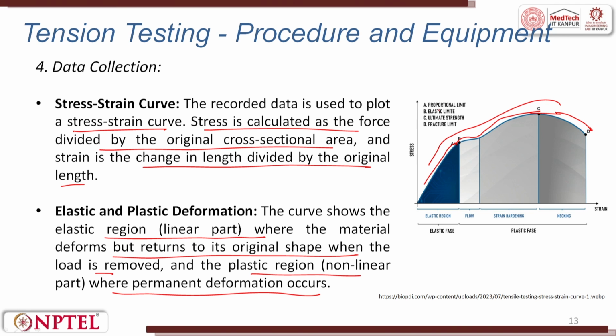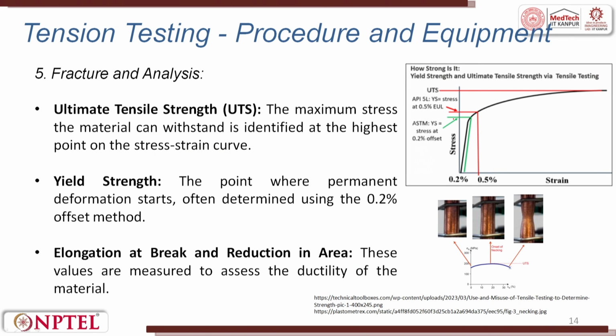It has been given the points: A is proportional limit, B is elastic limit, C is ultimate strength, and D is fracture limit. Then we conduct the fracture analysis, that is ultimate tensile stress. The maximum stress the material can withstand is defined as the highest point on the stress strain curve. So this is ultimate tensile strength, it is shown here. Yield strength is the point where permanent deformation starts, often determined using the 0.2% offset method. So here is the yield strength, you can see the 0.2% offset method, the point where the permanent deformation starts.